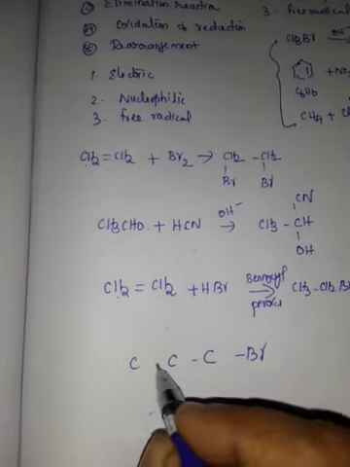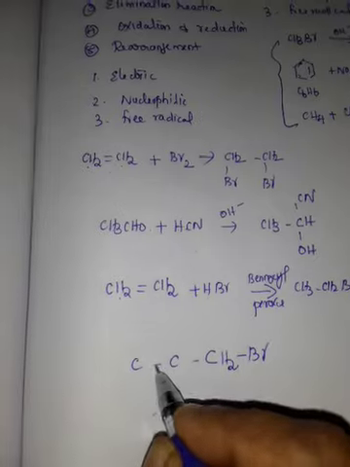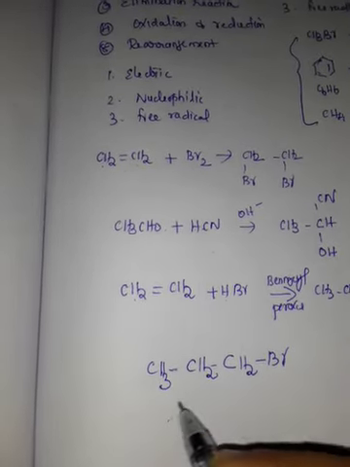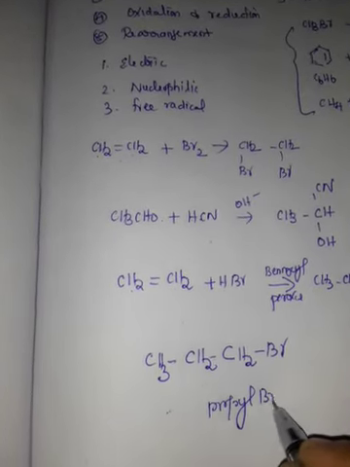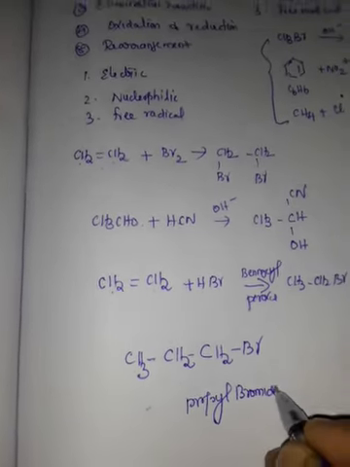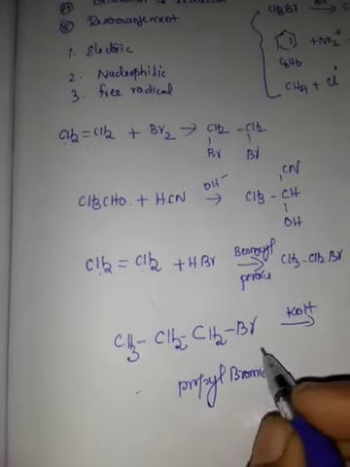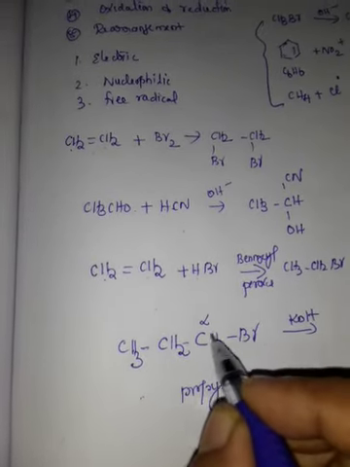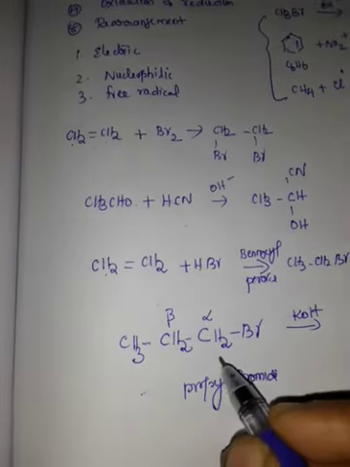Carbon has 4 valency, already 2 bonds, so CH2. This carbon also 2 bonds, CH2. This carbon only 1 bond, CH3. This is called propyl bromide, in the presence of alcoholic potassium hydroxide. This is the alpha carbon which is near to the functional group. This is the beta carbon. Next, gamma, and so on.